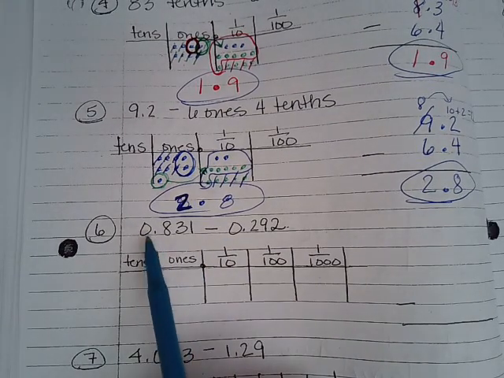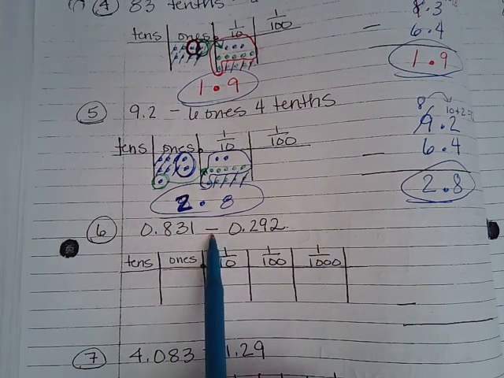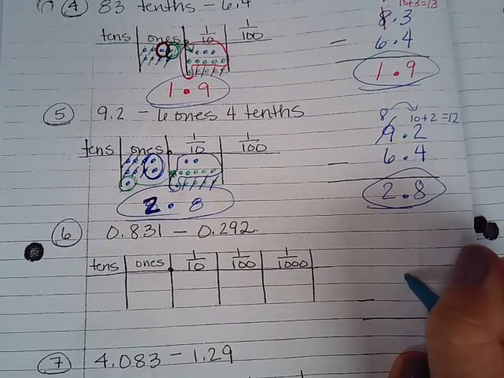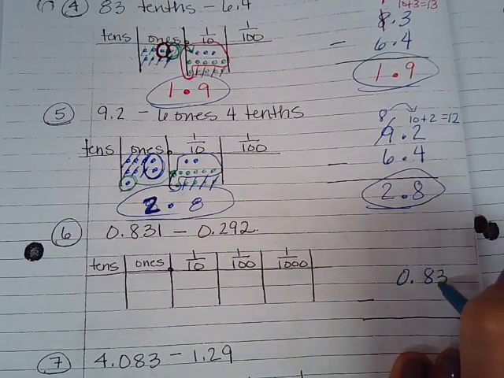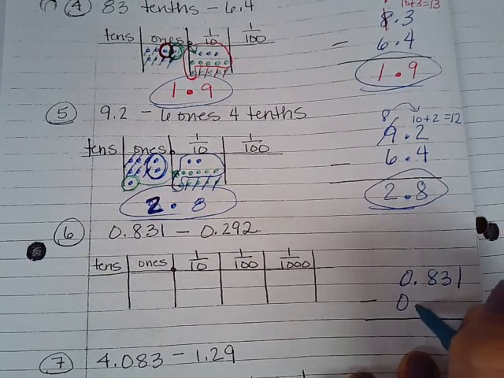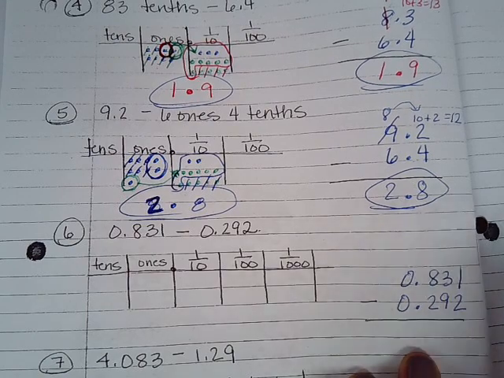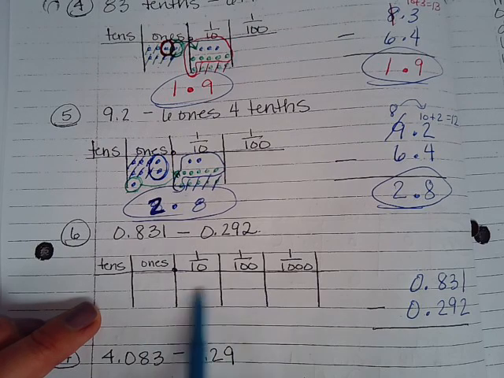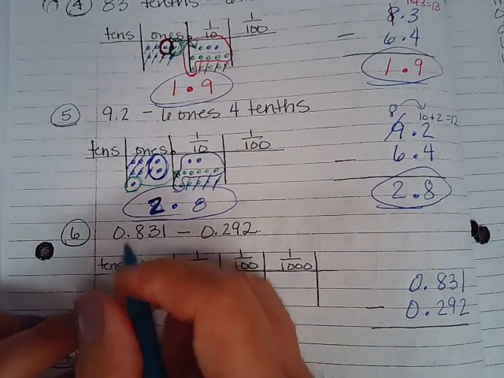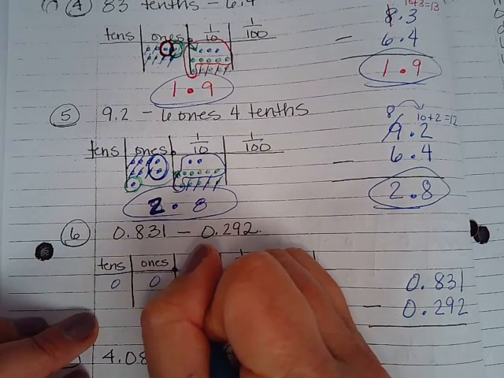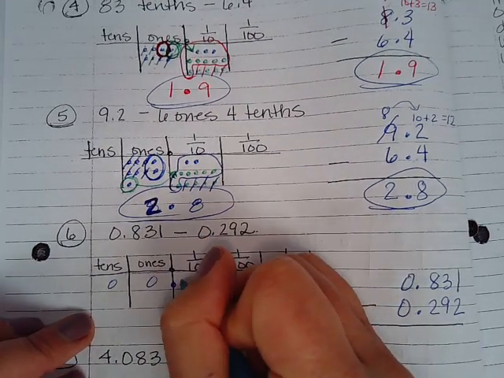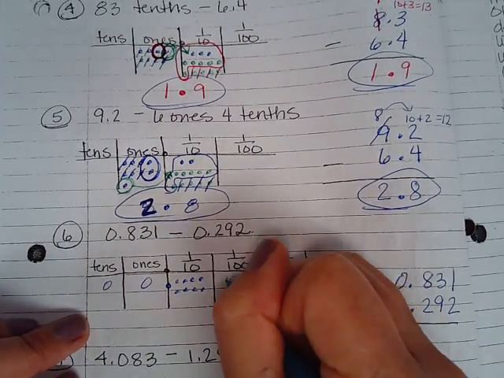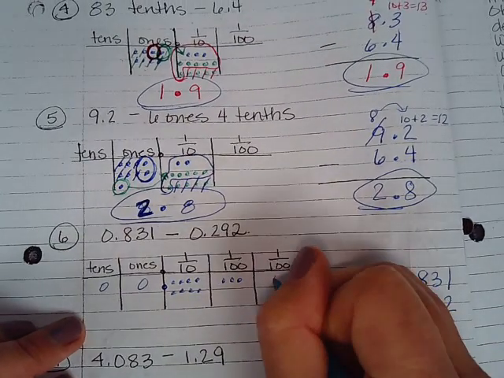All right. So now we have 0.831 subtract 0.292. So let's line these up. 0.831 subtract 0.292. Now, let's go ahead and put our top number into our place value chart. So we have no ones. So 0, this is 0, this is 0. We have our decimal point. We have 8 tenths. We have 3 hundredths. And we have 1 thousandth.